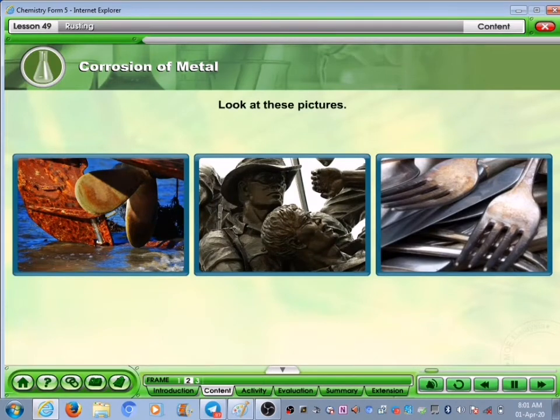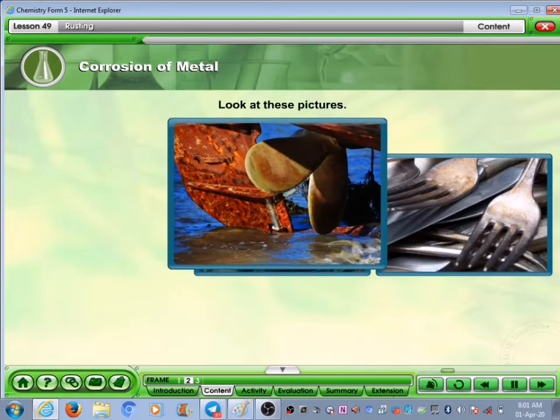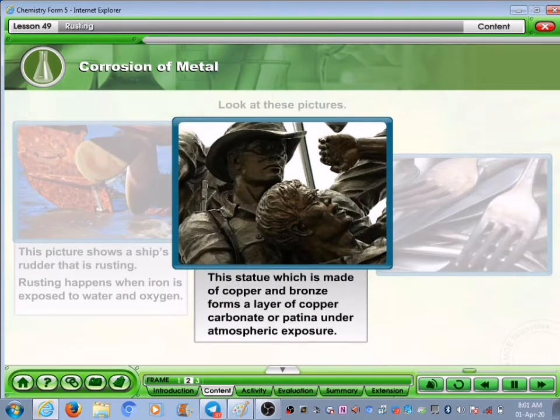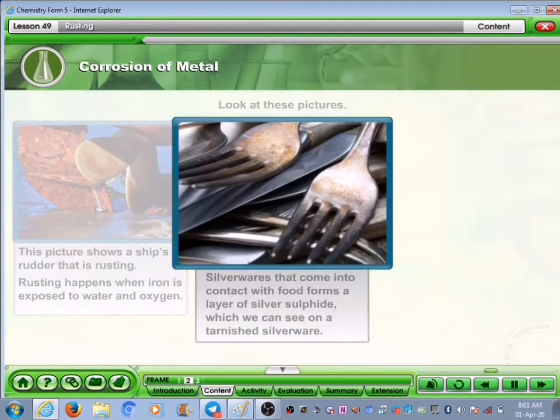Look at these pictures. What happened to these metals? This is called corrosion. This ship's rudder, which is exposed to sea water, corroded. This statue, which is made of copper and bronze, corrodes when exposed to air and also water from the rain. The silver spoon and fork is tarnished, meaning it is no longer shiny, so the silver has corroded.